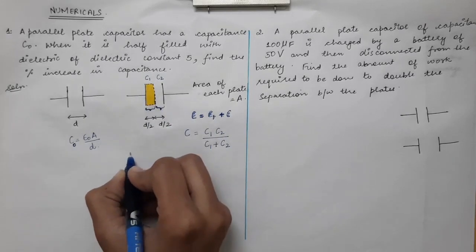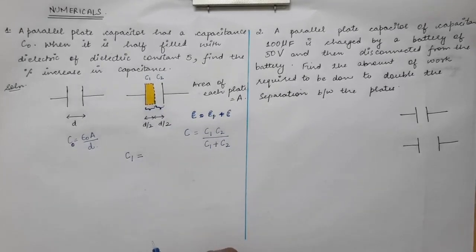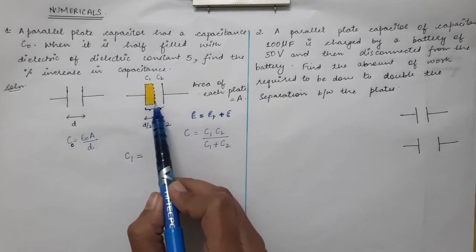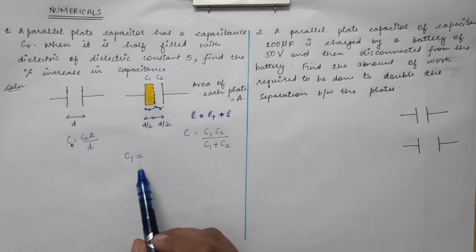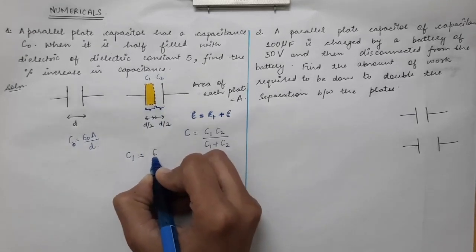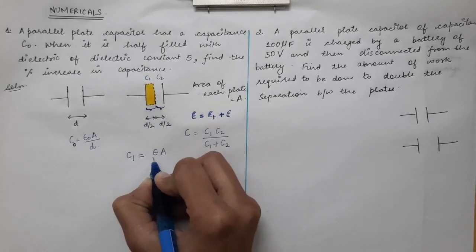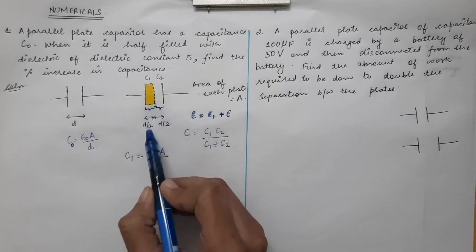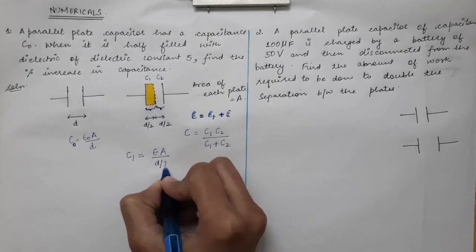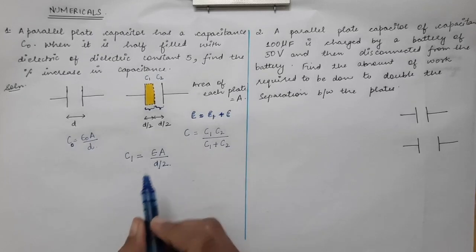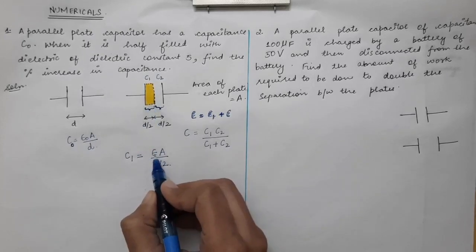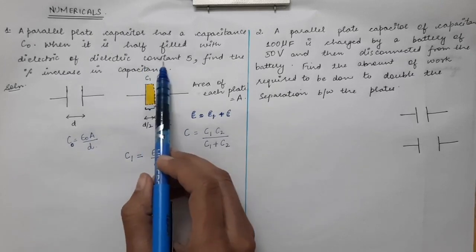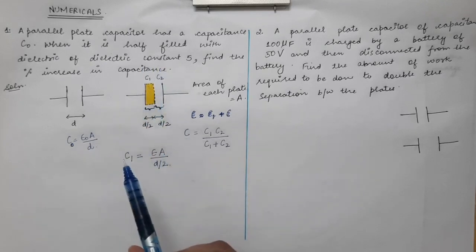So what will be C1? It is the capacitance of this capacitor, which is completely filled with the dielectric, and the distance between the plates is given by d by 2. We have seen the capacitance is given by epsilon into capital A divided by the distance between the two plates, and now we are assuming that distance is d by 2. So this will be the capacitance of the first capacitor, and epsilon is nothing but epsilon naught into K. K is the dielectric constant of the medium which we have introduced between the plates.